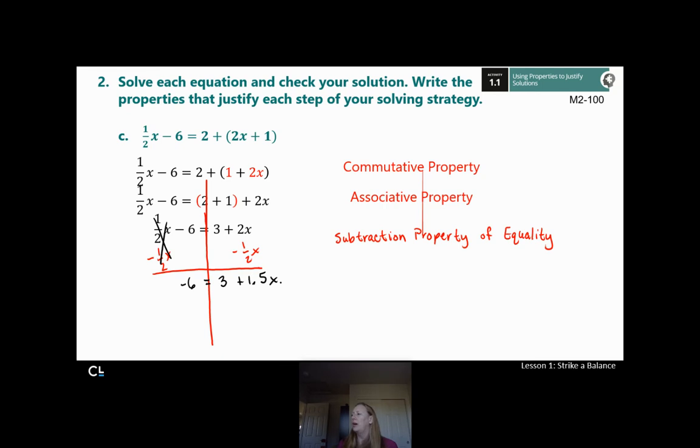I want to get the x alone. The 1.5 is a little too close for comfort. So let's deal with that 3 first. I think it's better to deal with the 3. That's a positive 3, so I'm going to go ahead and subtract 3. You do it to one side, you must do it to the other, which means this is the subtraction property of equality.